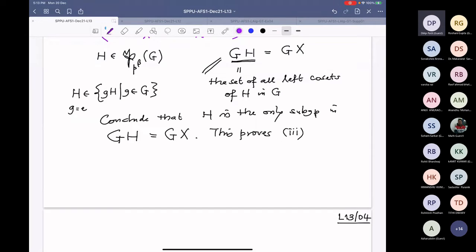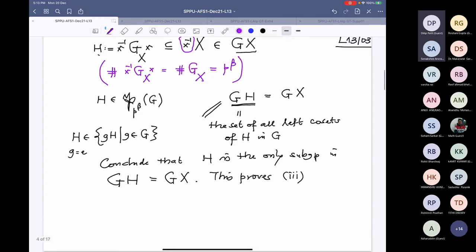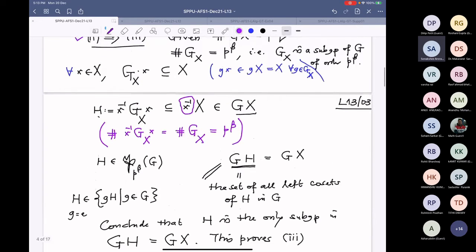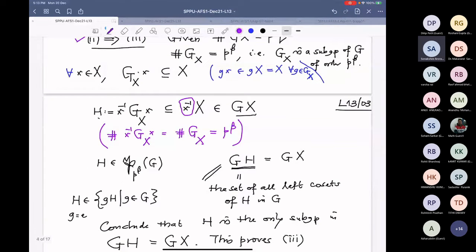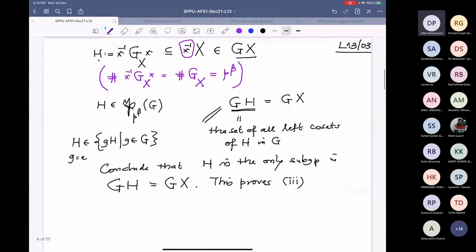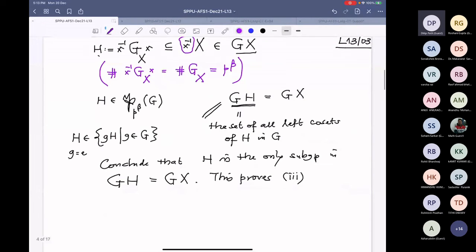Which argument? That GH is equal to GX, and then the only subgroup in GH is H. Sonakshi, can you first of all tell me, do you agree the orbit of H is the same as the orbit of X? Yes, sir. This I agree.